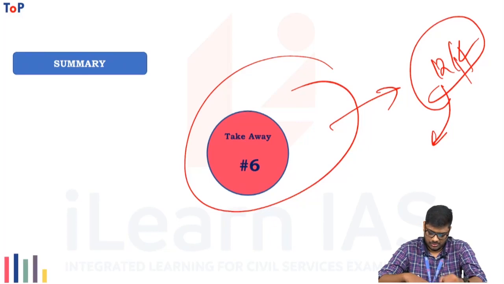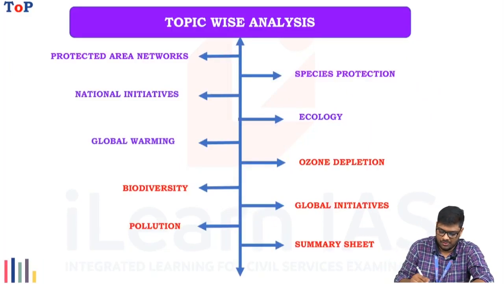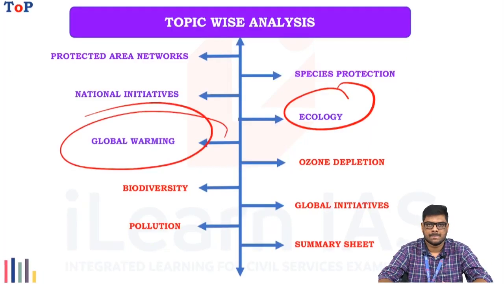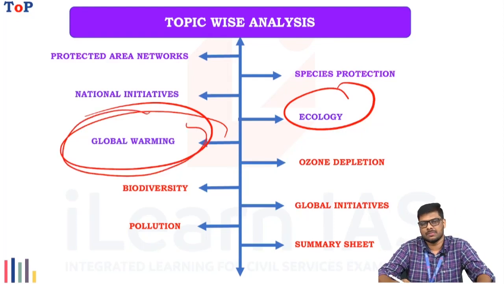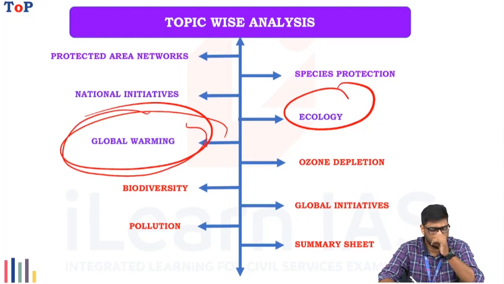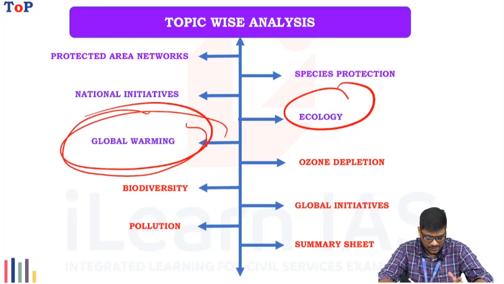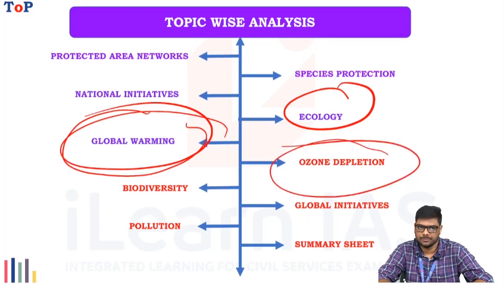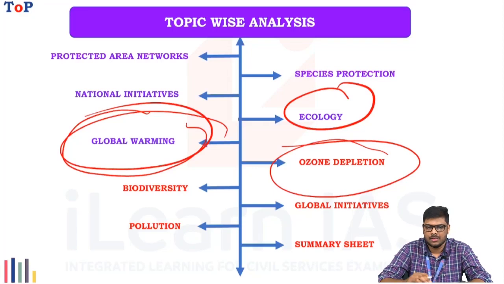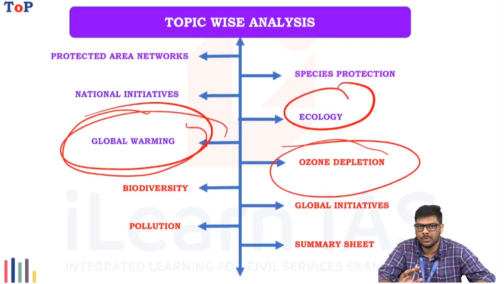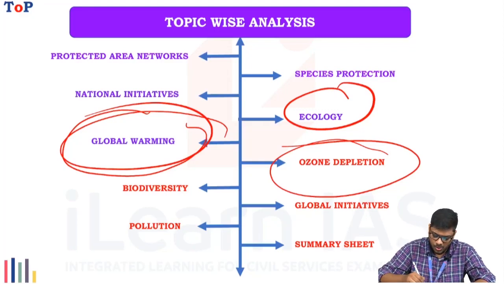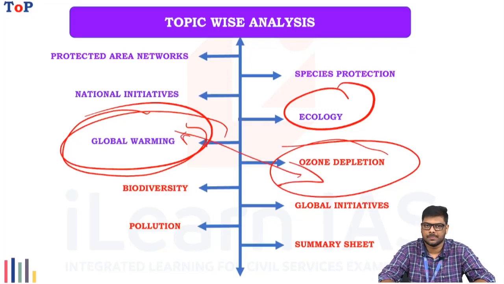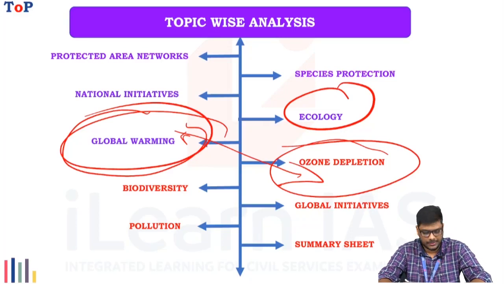Getting it? Now we finish ecology and we will move to global warming. When it comes to global warming, things are much simpler and easier, because UPSC doesn't complicate things in topics like global warming or ozone depletion. They will be asking the easiest questions in the entire environment portion. These are two small topics, so we will deal with them together.